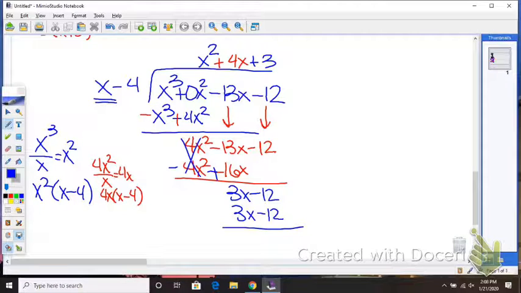What do I need to do with my signs here? Change my signs, and everything crosses out, which means I get a remainder of 0. Which means you're done. Which means I'm done. Oh, so I did quite right. Let's go. Done, done, done. Okay?